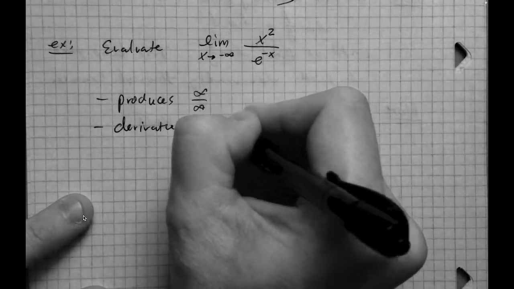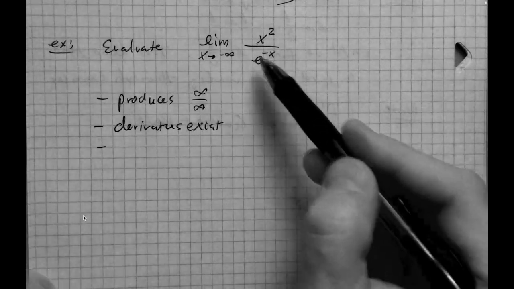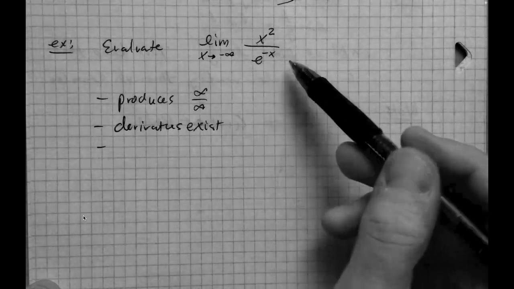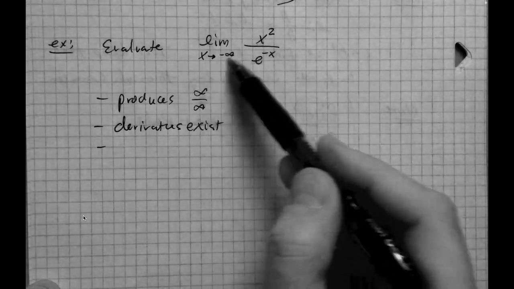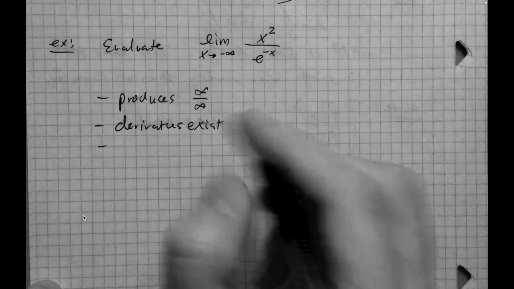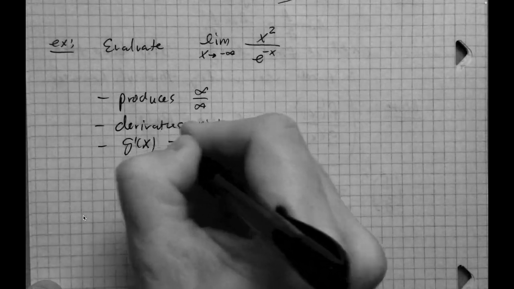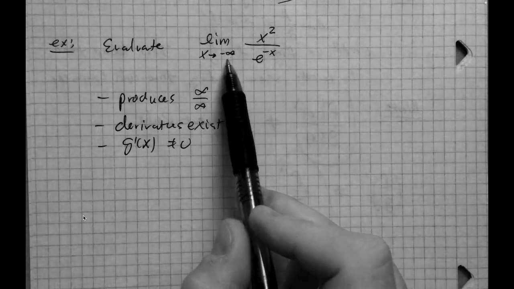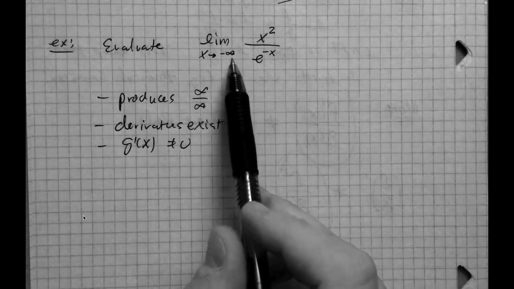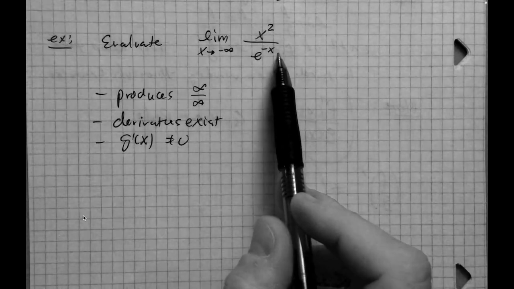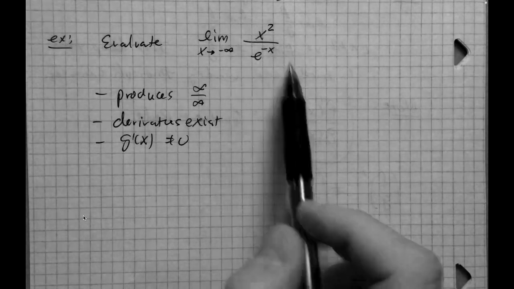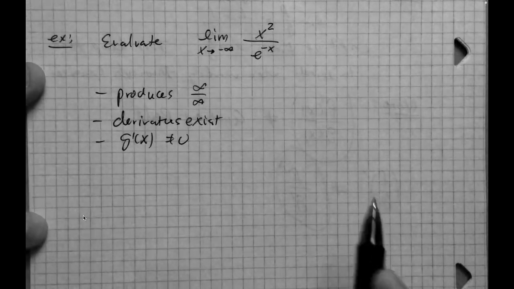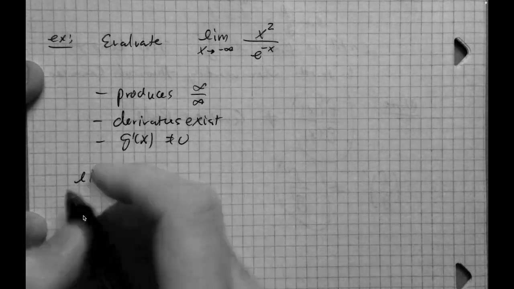The derivatives exist. And what about the derivative of e to the negative x? Is it non-zero as x goes to negative infinity? Yes, it is. g prime of x is non-zero. For values heading off to negative infinity, this is going to be e to some insanely large number, so it's definitely non-zero. So we can use L'Hopital's rule. And let's see what happens here.